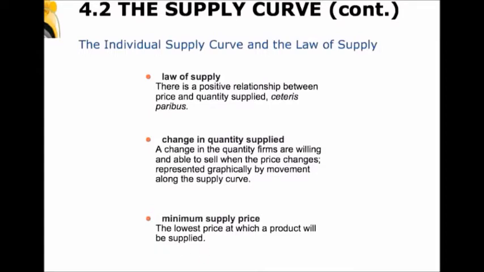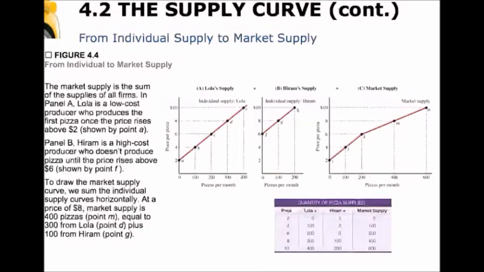How do we go from individual supply curves to market supply curves? We do it just like we did when we looked at the demand curve. It's the horizontal sum of supply curves. So for example, at a price of $6, we can see that Lola is willing to supply 200 pizzas per month. Hiram's not willing to supply any. So the total market supply, if Lola and Hiram are the only producers, at $6 is going to be 200 pizzas per month.